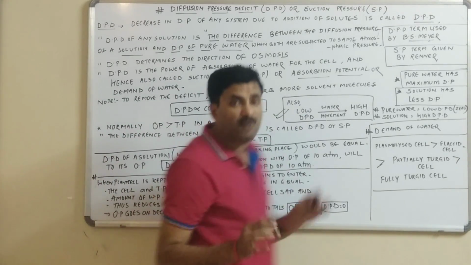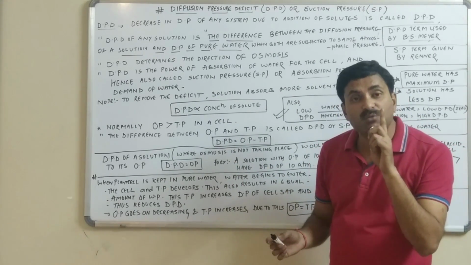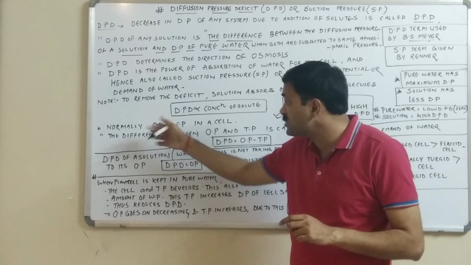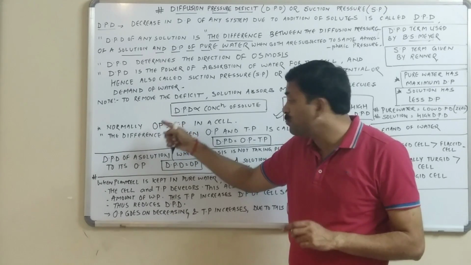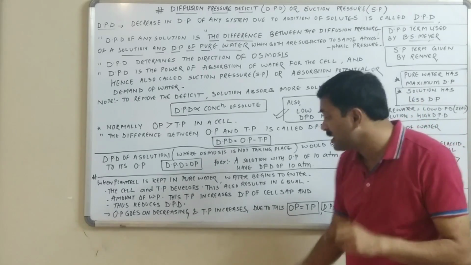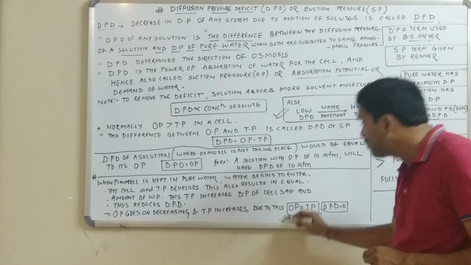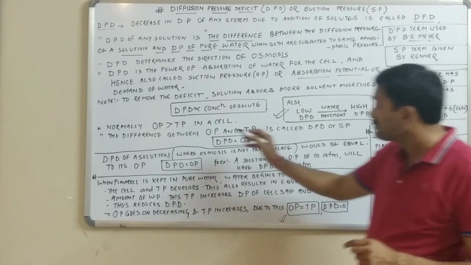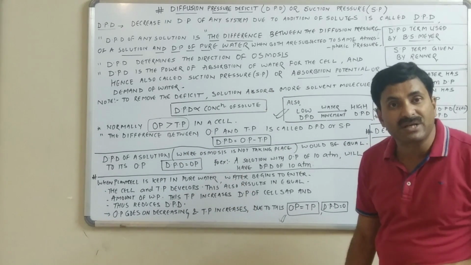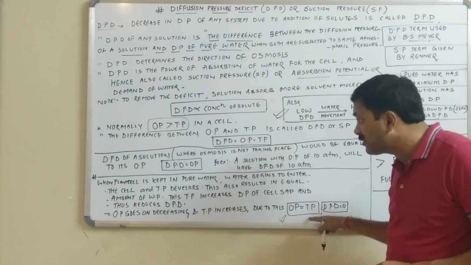Now think of a cell in which water has not entered. In that cell, OP is greater than TP. But when water enters a cell, OP becomes equal to TP. Again, when water is not entering a cell, OP is greater than TP, but when water enters the cell, the OP becomes equal to TP.